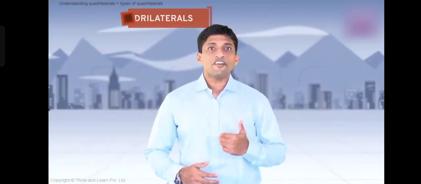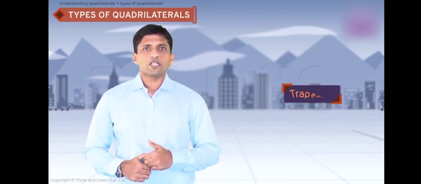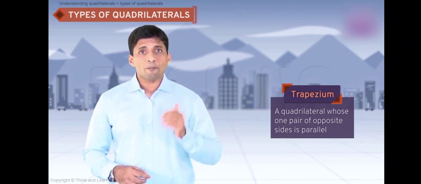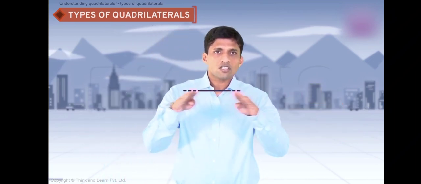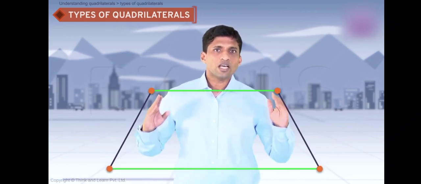Now let's understand different types of quadrilaterals. We'll start with a trapezium. Now what is a trapezium? A trapezium is a quadrilateral where one pair of opposite sides are parallel. So if you visualize, it will look like this. This will be a trapezium where these two sides are parallel.